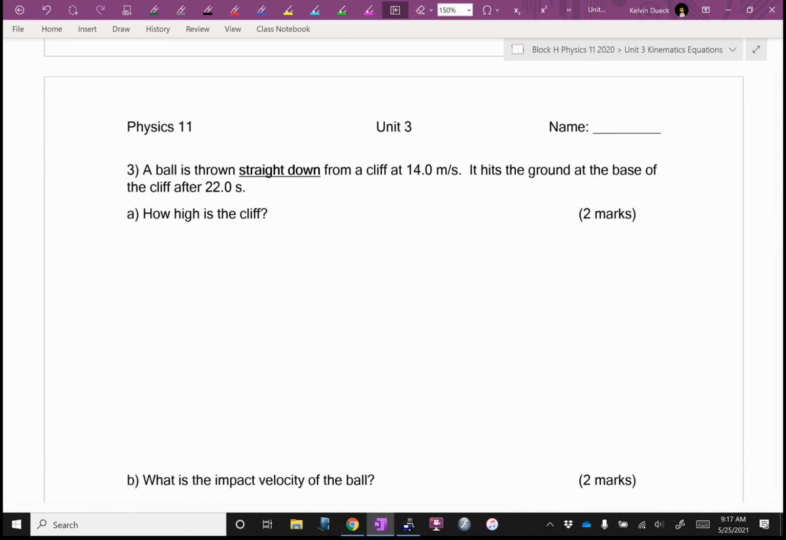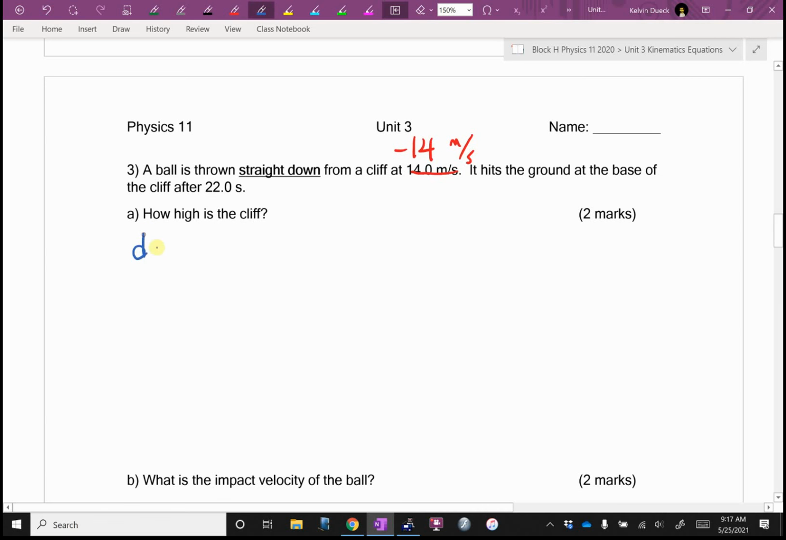First thing that I did in number 3 when I saw the words straight down, I crossed out the 14 and I wrote a big negative 14 meters per second to make sure I wouldn't forget the negative. Easy to do. Done. Hits the ground. How high is the cliff?